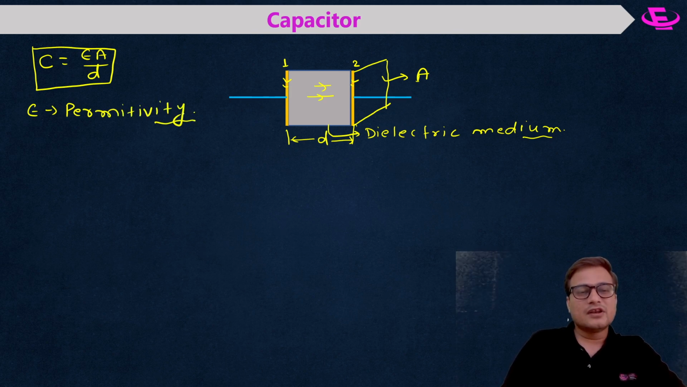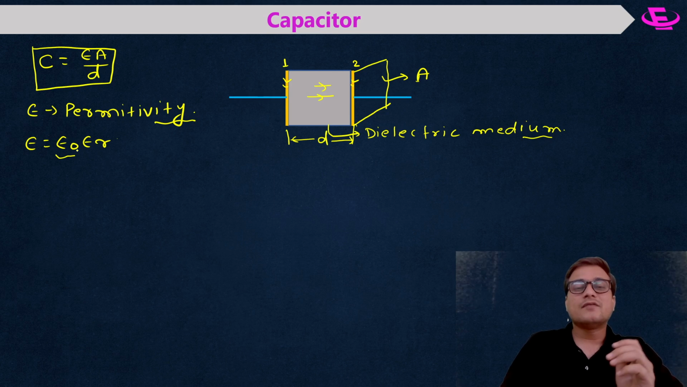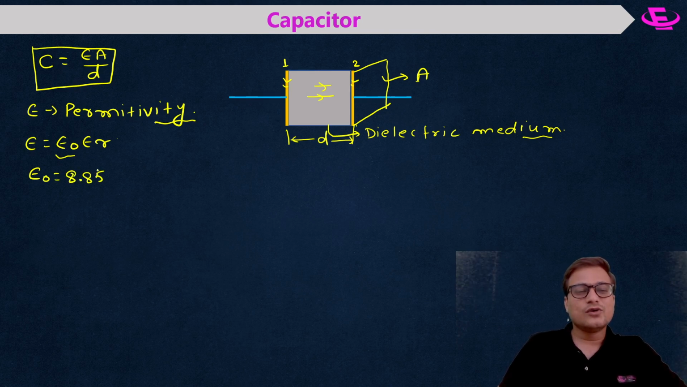And if it is permittivity, that means permittivity of a medium. So epsilon can be written as epsilon naught into epsilon r. Now what is epsilon naught? Epsilon naught is the permittivity of free space or permittivity of vacuum. And its value is very well known to you. It is 8.85 into 10 to the power minus 12 farad per meter. This is epsilon naught. Now epsilon r, relative permittivity.